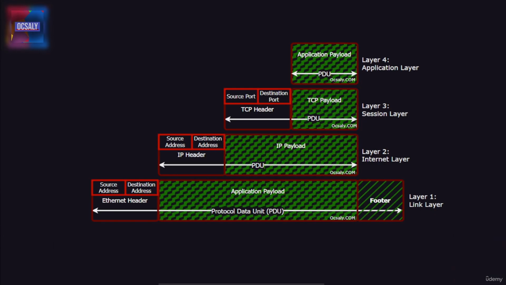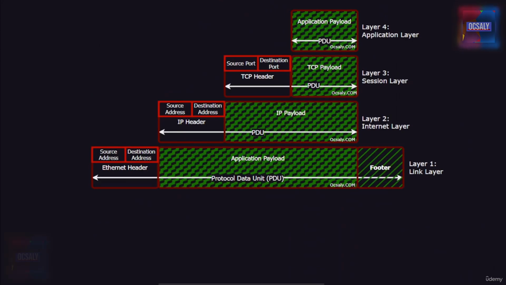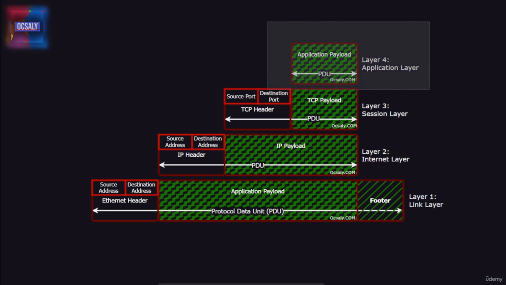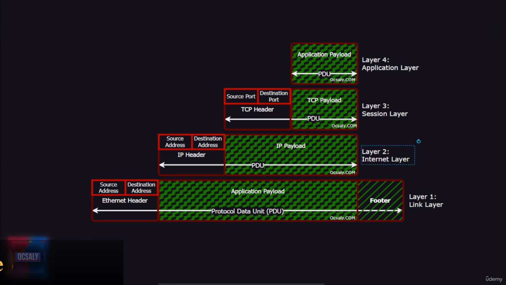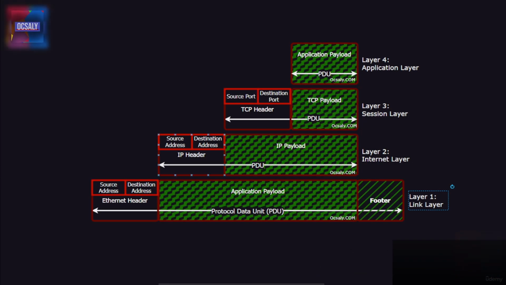And in this diagram, I created how PDUs are laid out in the IPS. Remember from the previous lectures, IPS means Internet Protocol Suite. So let's get started with the application layer here. You can see we have layer 4, the application layer, the internet layer, and the link layer. Now I will explain all of these layers and their payloads and headers one by one.